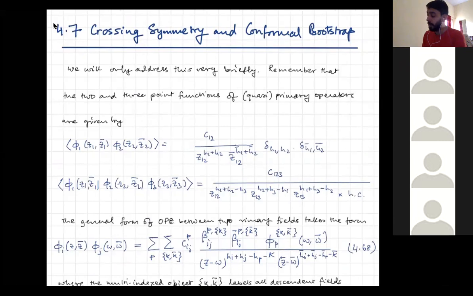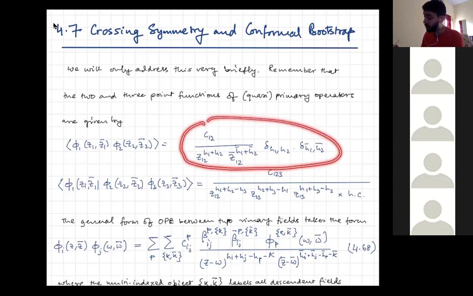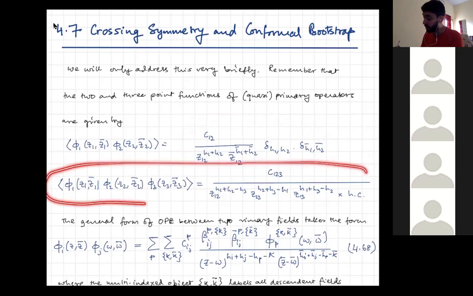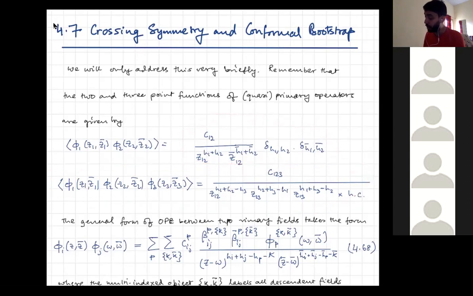So when we are looking at quasi-primary fields, we have seen what the 2-point function or the 3-point function is, right? So I'm writing down both z and z bar out here.